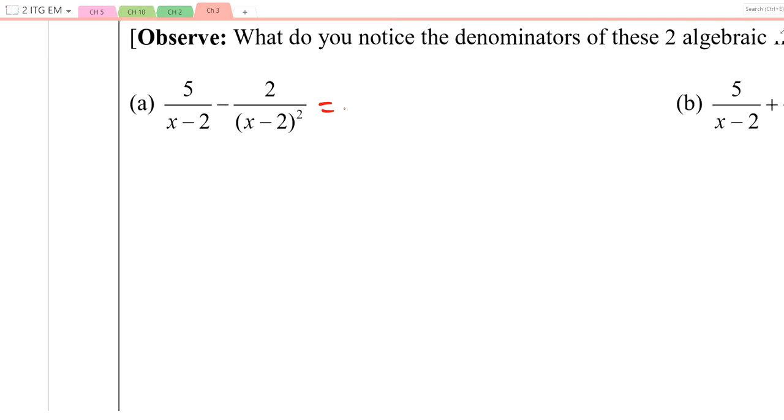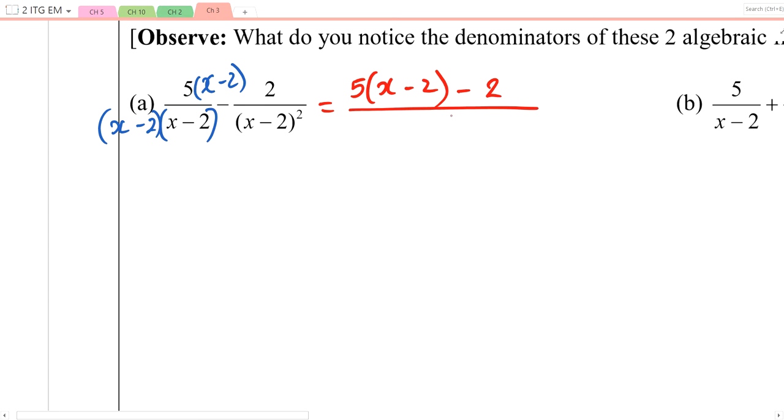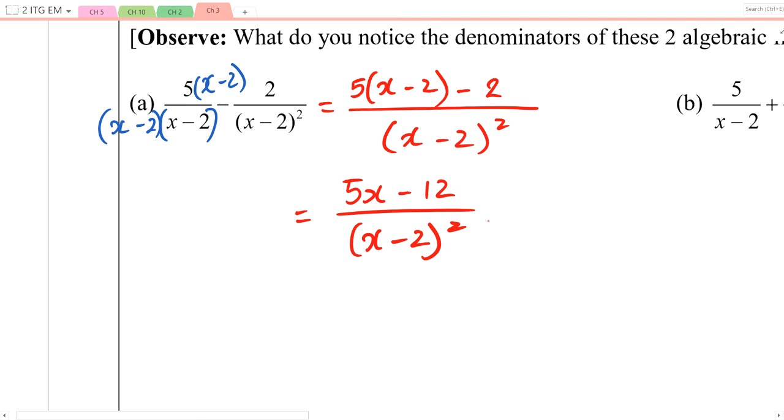So all I need to do is to take my pencil. Over here, I multiply this by x minus 2. Then it's also multiplied by x minus 2. Everything else is the same. So I get 5 times of x minus 2 minus 2 divided by x minus 2, and I square it, leaving me with 5x minus 12 divided by x minus 2 square. Is this correct? Yeah, okay.